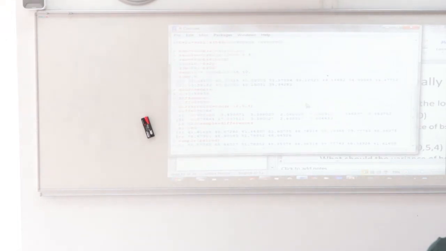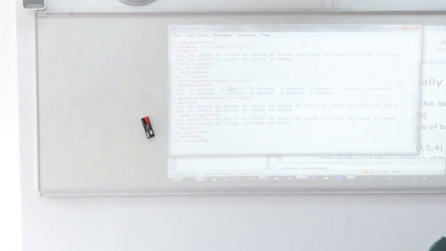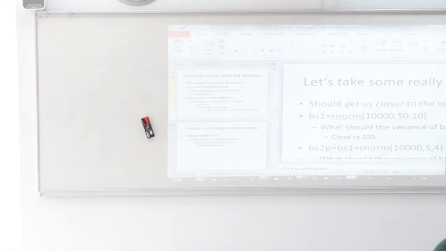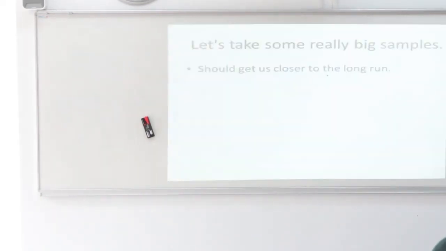All right, so here you see my BS2P, which is just BS1 plus the differences, so var(BS2P), woo, 116.99. That's very close to 116, right? This is a finite sample, it's not infinite, so of course we're not exactly on, but it is darn close. All right.